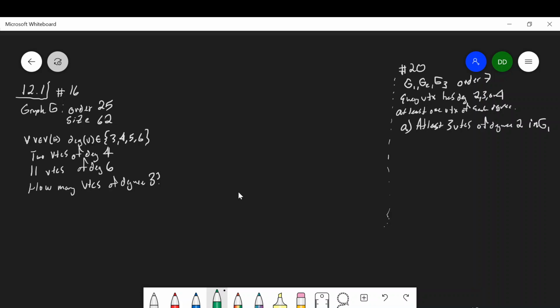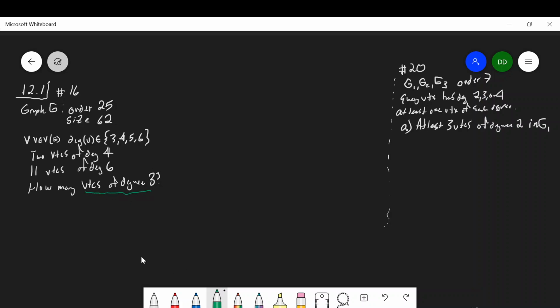So this problem gives us some information about a graph and asks how many vertices have degree 3. In this graph, we know it's order 25, it's size 62, and every vertex has degree either 3, 4, 5, or 6. It tells us there's 2 vertices of degree 4 and 11 vertices of degree 6. How many vertices of G have degree 3? So this is what we've got to answer right here.